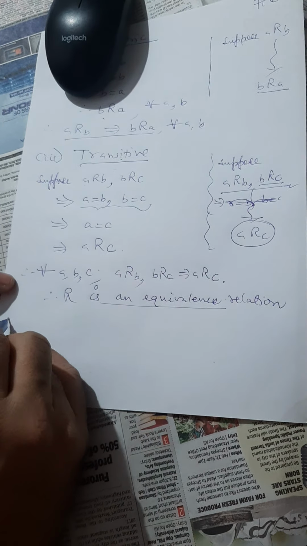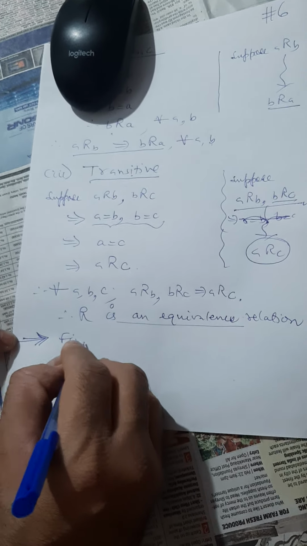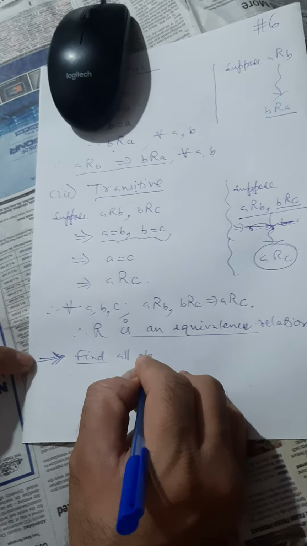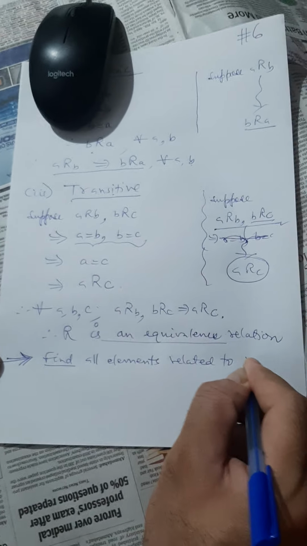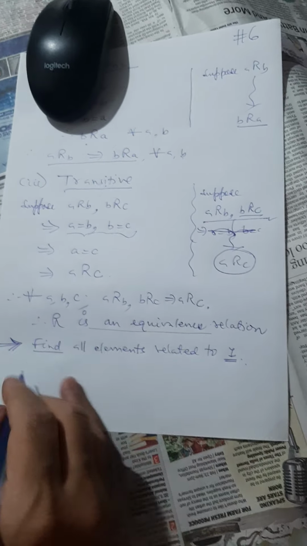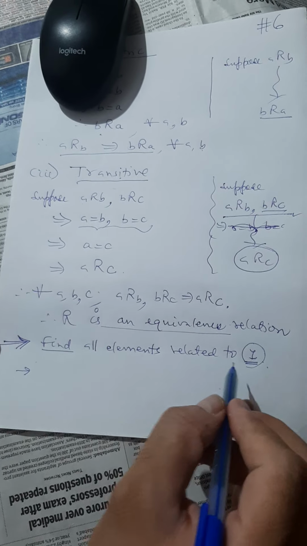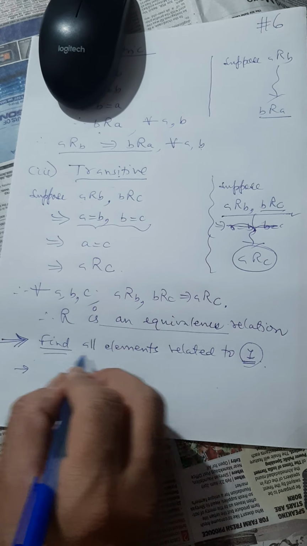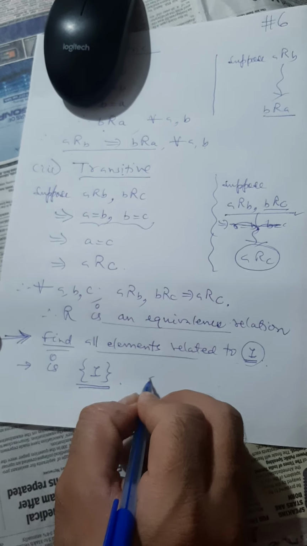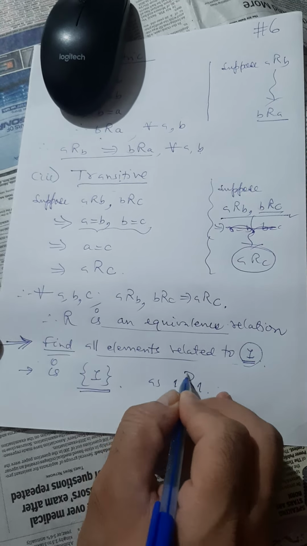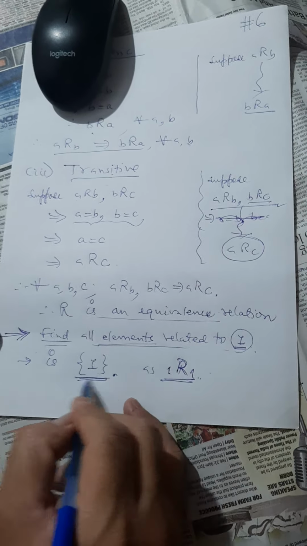Now further here one more question is, find all elements related to 1. So obviously here there is only one element which is related to 1, that is itself, because 1 equals to 1. So all elements related to 1 is this one only, singleton {1}, because here 1 related to 1. Even if you look at the ordered pairs, you will realize because 1 equals to 1. So all elements related to 1 is just the singleton {1}.